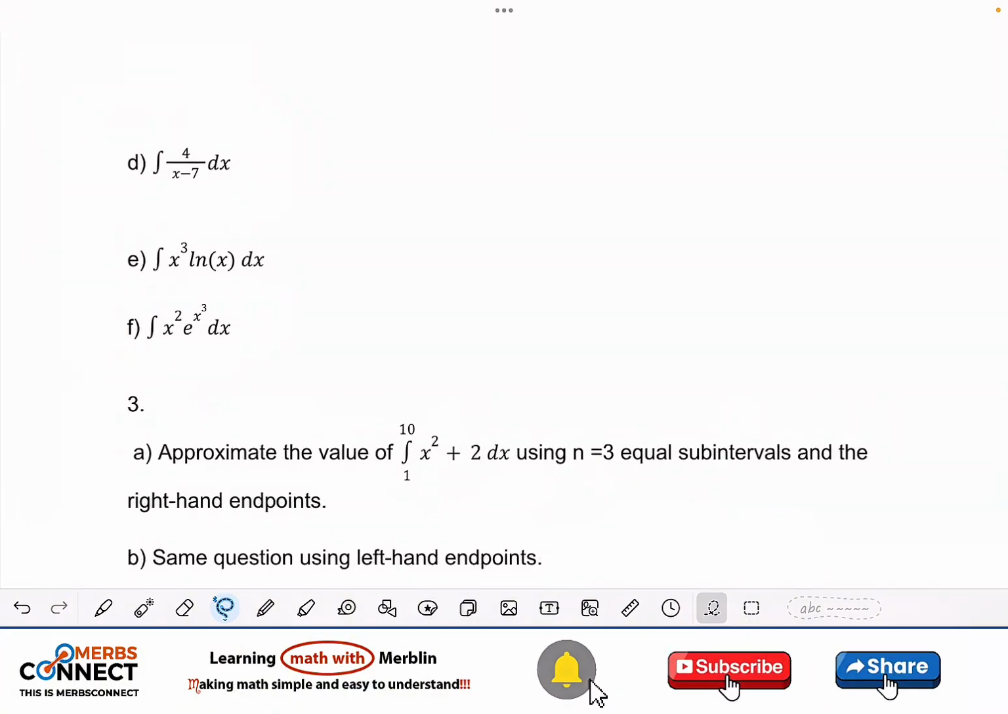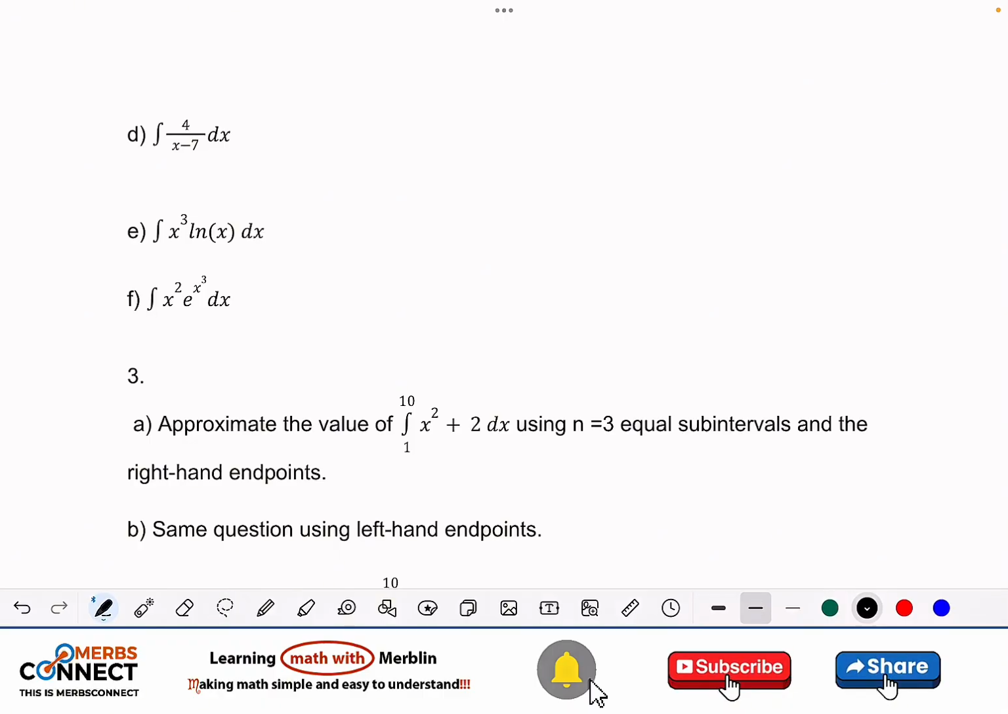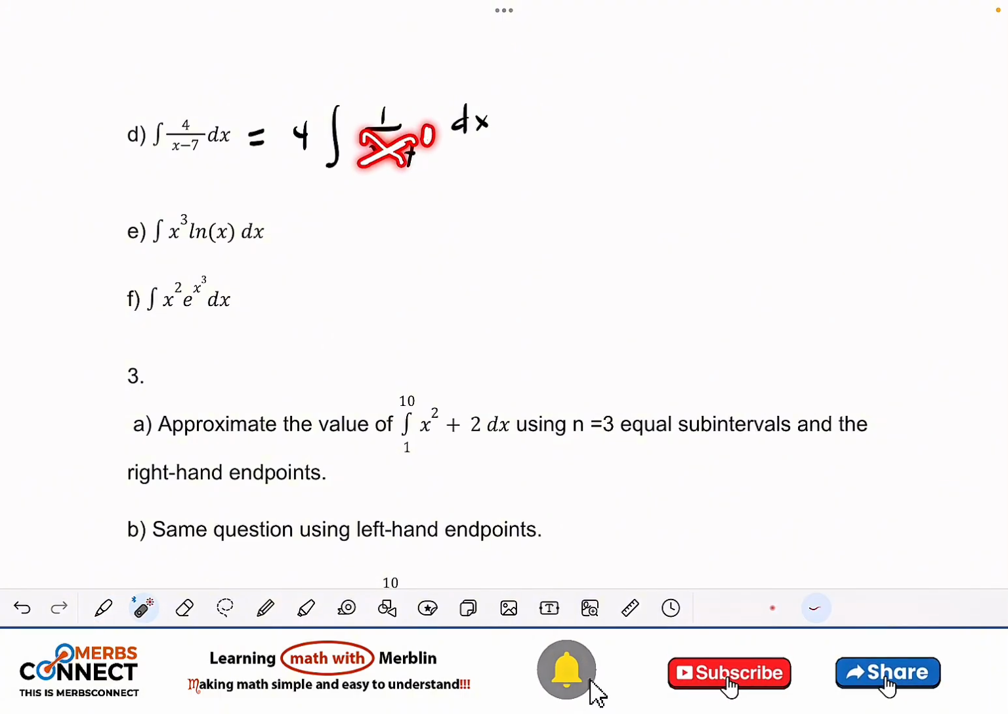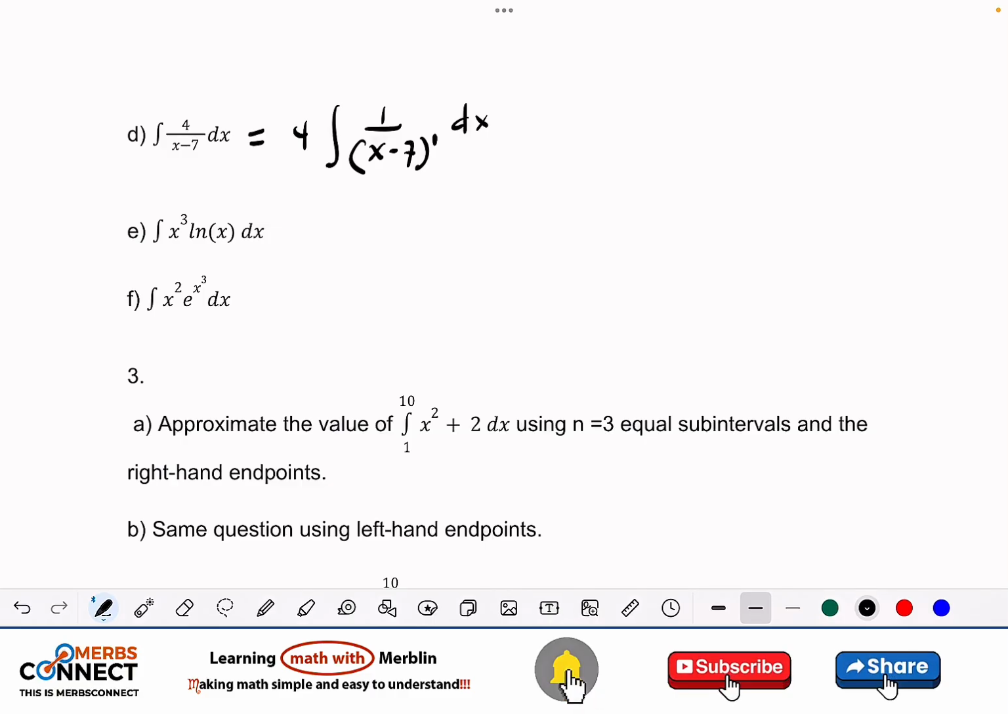Let's move to the second page. Okay, so we are still working with that. So this one that we are doing, I can see the final result is 4 times 1 over x minus 7. We said that when it is just x and the degree is 1, we need to have something like ln. When I put it into brackets like this, it has a degree of 1. So I can say that this is the same as 4 natural log of x minus 7 plus c.